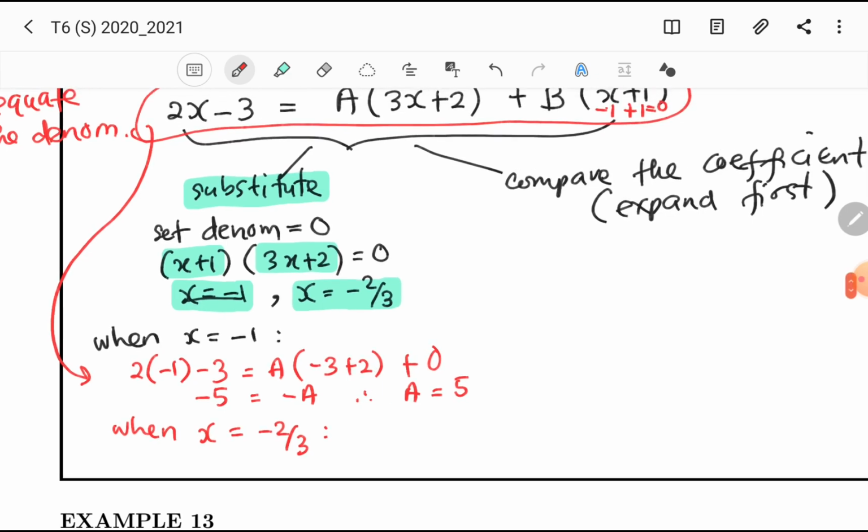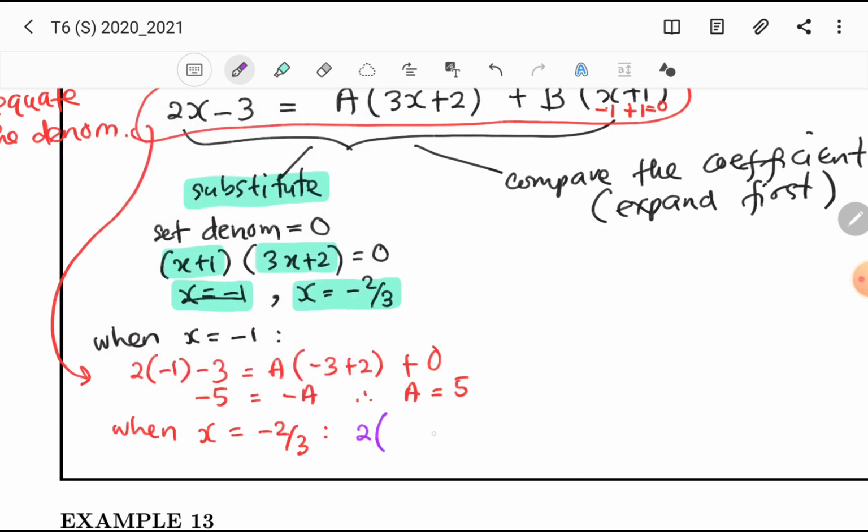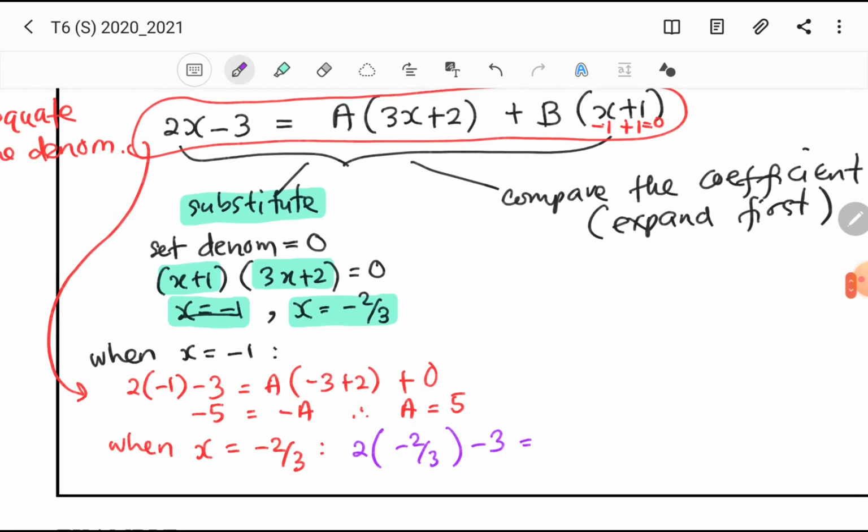So, I will get 2 times negative 2/3 minus 3 equals to, okay, kalau awak ganti negative 2/3 here, akan dapat apa? Akan dapat 0. So, A part becomes 0. Plus B times negative 2 over 3 plus 1.